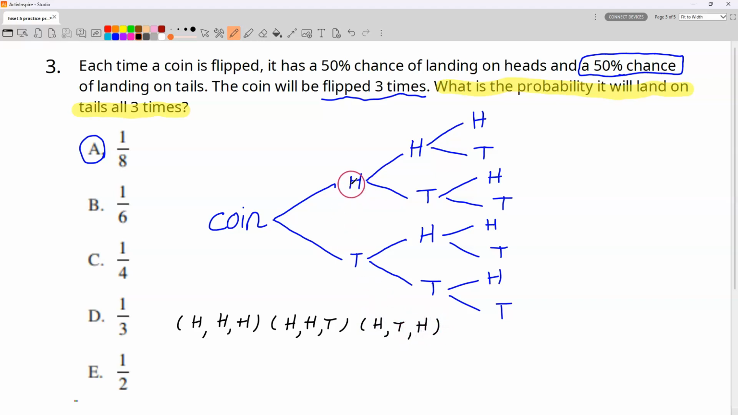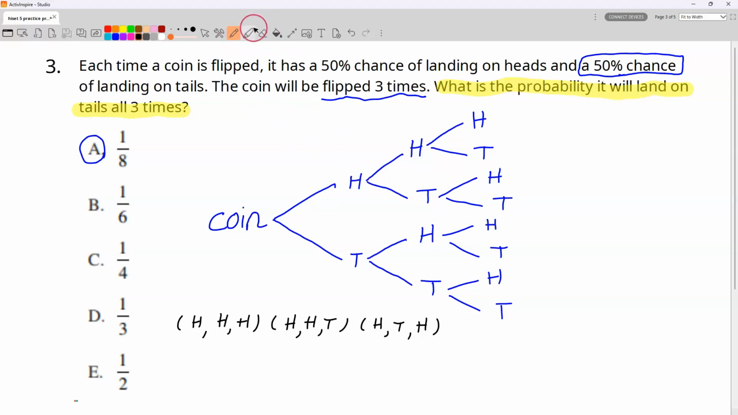Do that. So let's just make sure we got this. First I went heads, heads, heads. I wrote that here. Heads, heads, tails. Then I wrote that here. Then I got heads, tails, heads. I did this one. What do you think the next one's going to be?